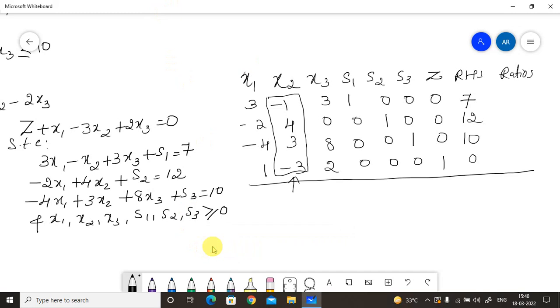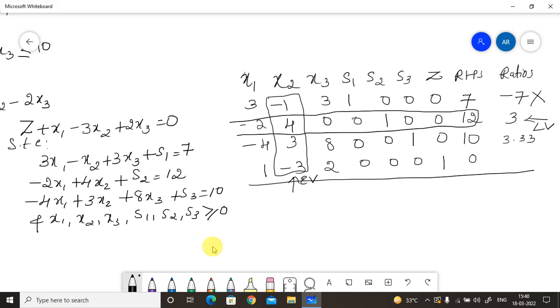To get the ratios, we divide the RHS value by the entering variable vector. So that will be 7 by minus 1, that is minus 7, 12 by 4 is 3, and 10 by 3 will give you around 3.33. The minus 7 we cannot consider because it is a negative value. Out of 3 and 3.33, 3 is the least value and we consider it as the leaving vector. This is the entering vector, and we encircle the entire row. The intersecting value is 4. We have to make this 4 as 1, and minus 1, 3 and minus 3 as 0.